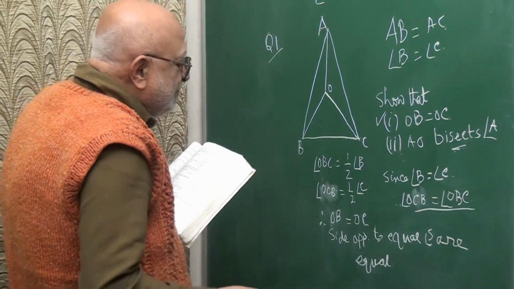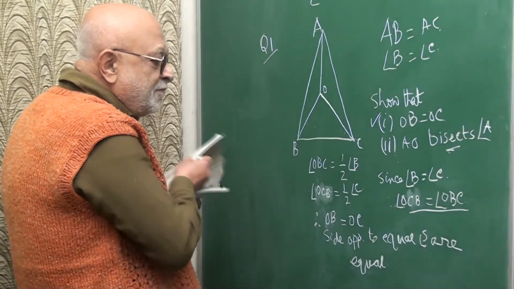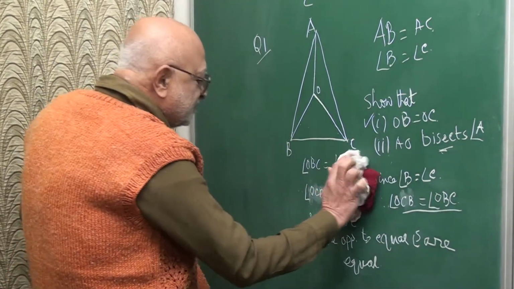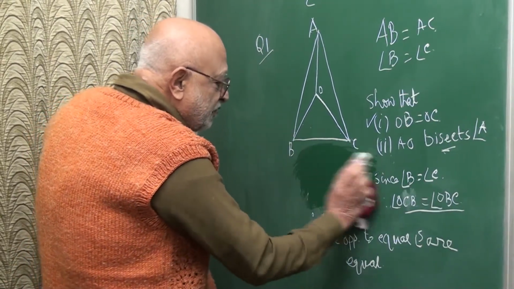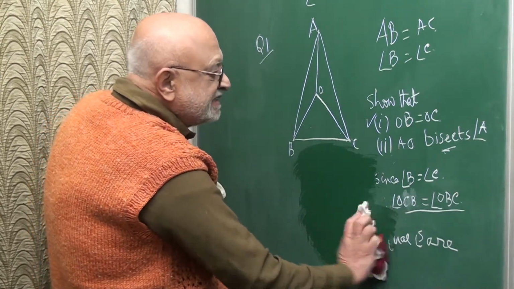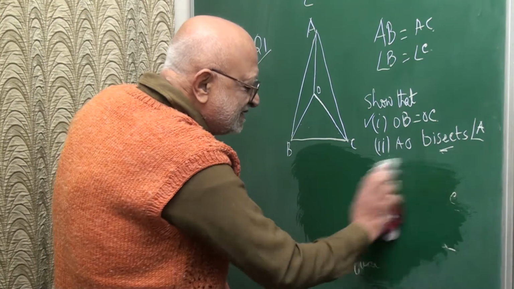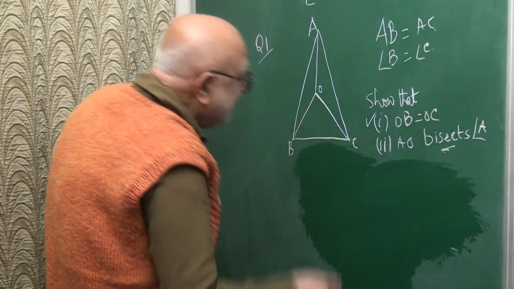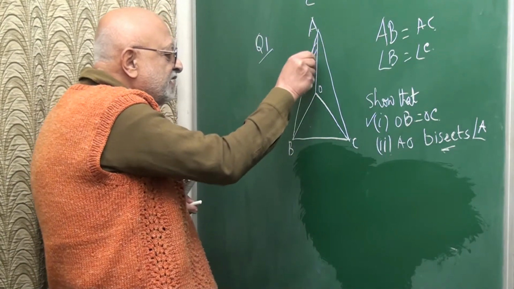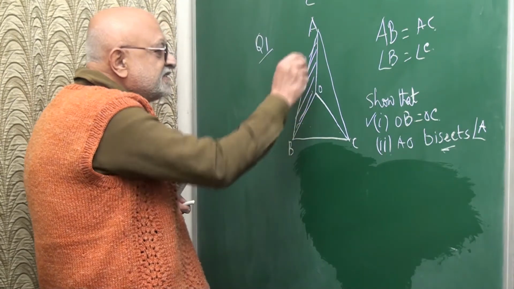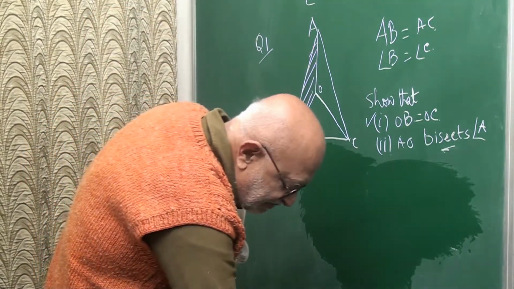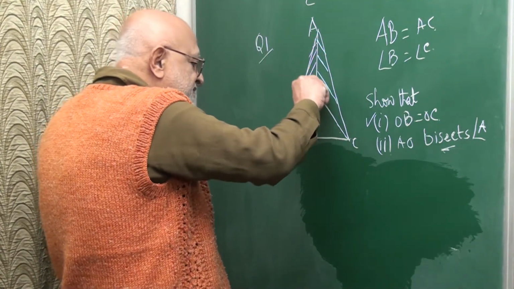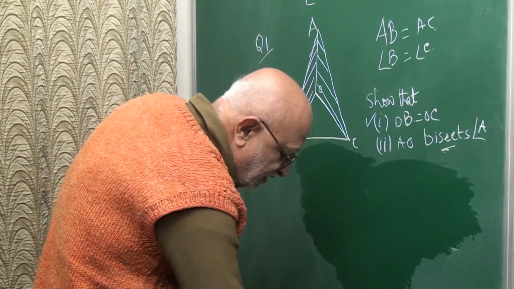Now let's see what is happening. In order to prove the other part, number 2, we have to follow this procedure. We have proven OB equal to OC. So now let us take two triangles. Which are the two triangles? Let us hatch them. We have to take this triangle because the bisector comes here, and this triangle. We will take these two triangles.